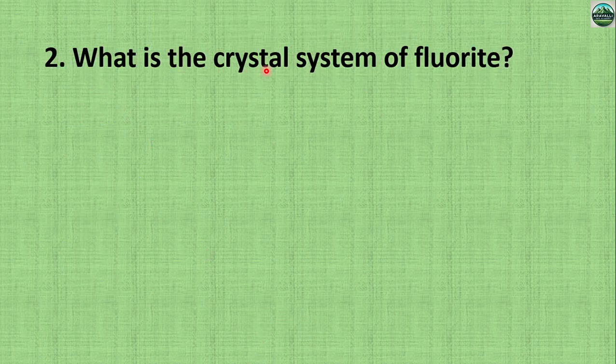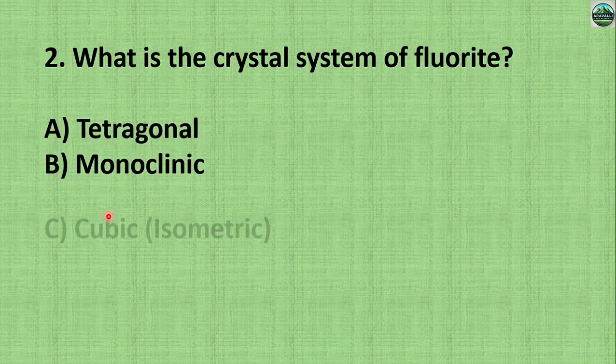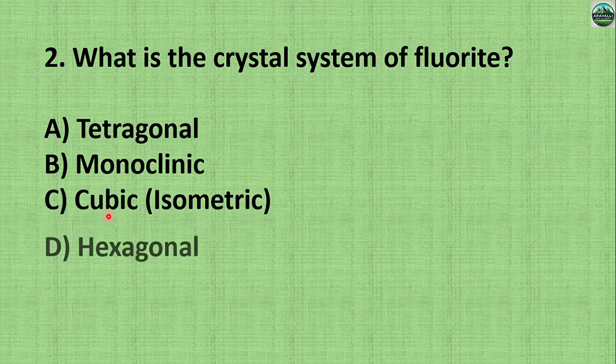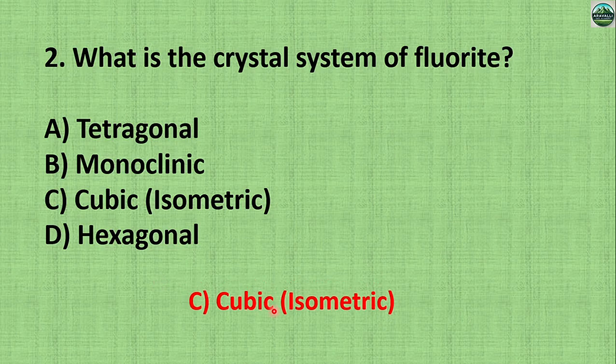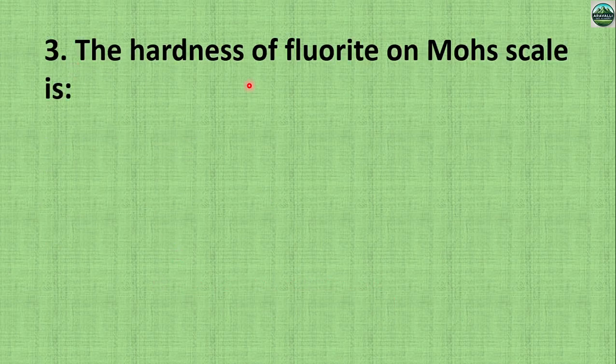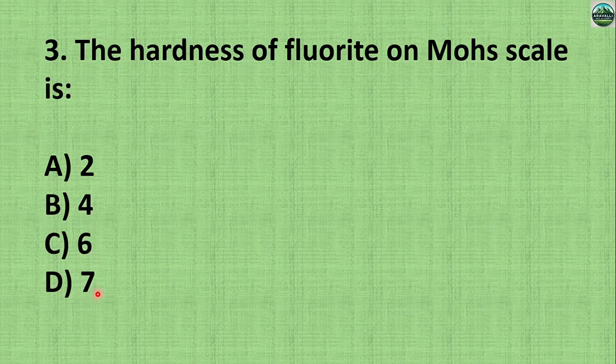Next, what is the crystal system of fluorite? Tetragonal, monoclinic, cubic, or hexagonal. We already know that fluorite crystallizes in the cubic crystal system, which is also known as isometric. Next, the hardness of fluorite on the Mohs hardness scale is 2, 4, 6, or 7. Which one is correct? Correct answer is 4. Hardness of fluorite is 4.